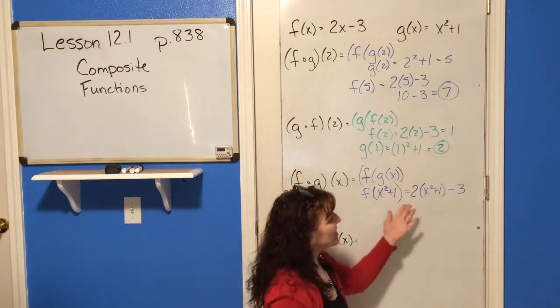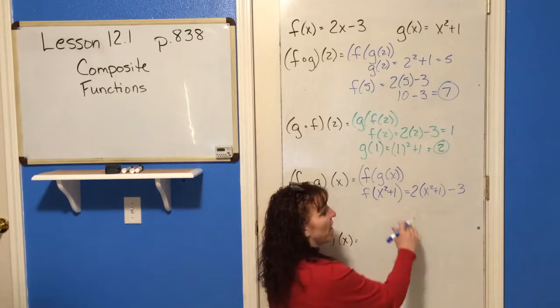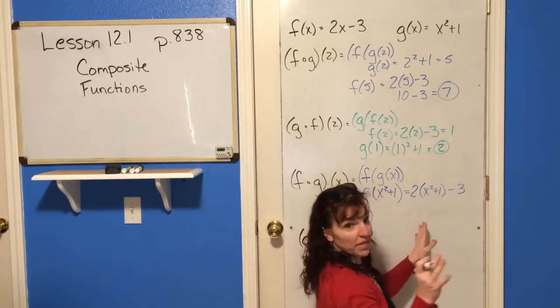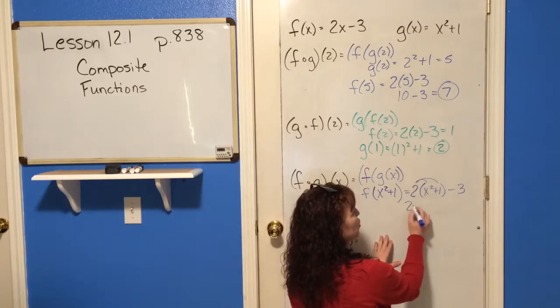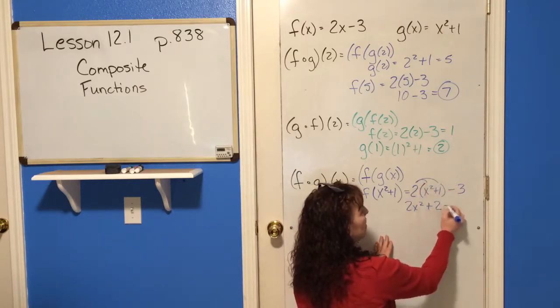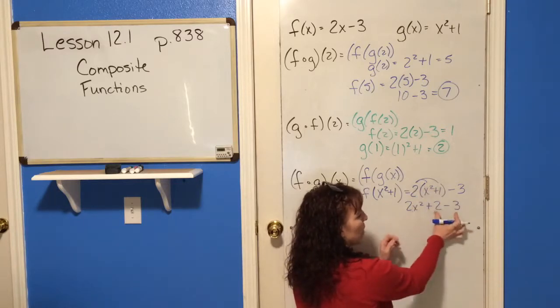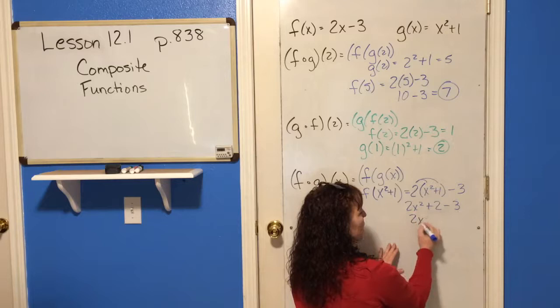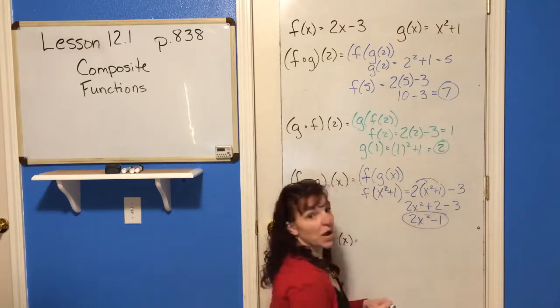All right, and this is going to be your final answer once it's simplified. So now just simplify from here. And you know how to simplify these. You're going to distribute the 2 through, so you have 2x squared, and then the 2 times 1, so plus 2, minus 3. So we distributed that through, and now combine like terms. So 2x squared minus 1, that is your final answer, and you're finished.